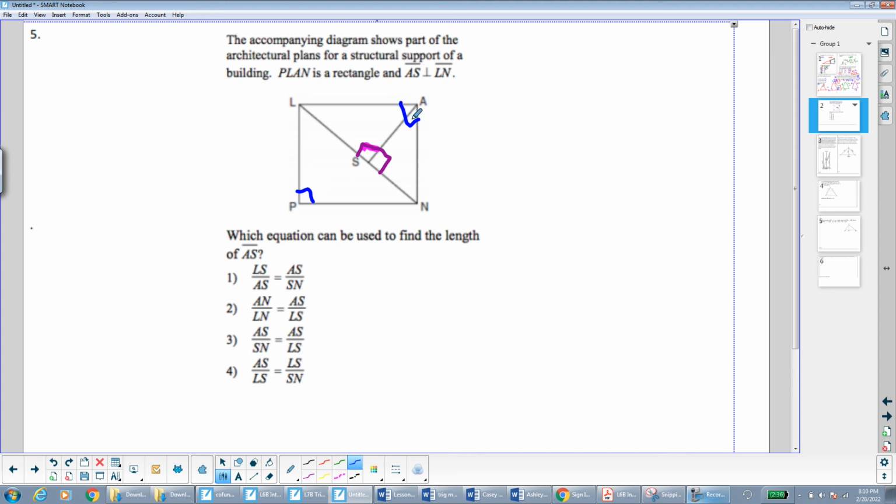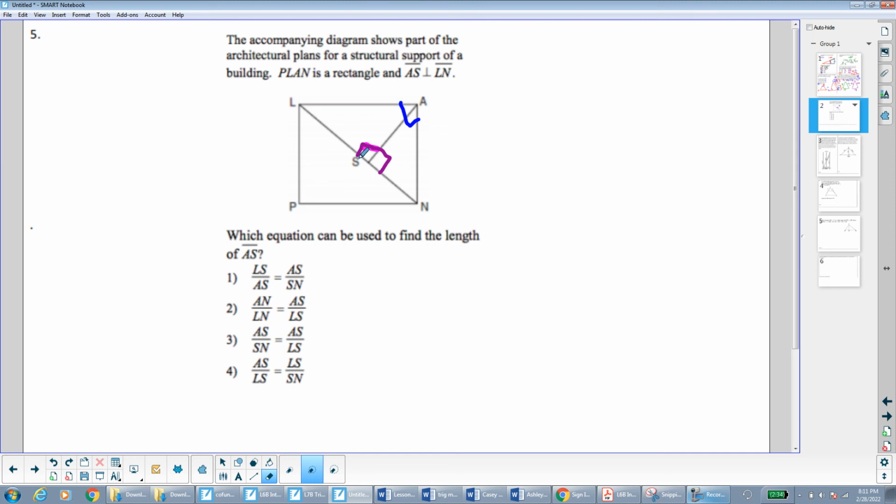And I think that one makes things a bit clearer, because now we can see that we have a big right triangle with an altitude drawn to its hypotenuse. So we know that that's a situation where we can use the right triangle altitude theorem. And it's asking which equation can be used to find AS. AS is the altitude drawn to the hypotenuse of the big right triangle LAN. So we're going to be using the altitude rule.